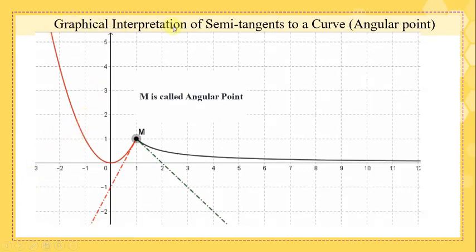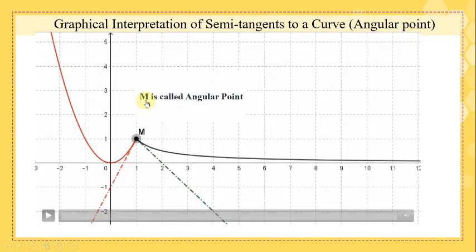As you notice, this is the graphical interpretation of semitangent to the curve, angular point. What we have here is the first part of the curve and the second part of the curve. At point M, we notice that we have a semitangent to the left of M and a semitangent to the right of M. So M is called an angular point.